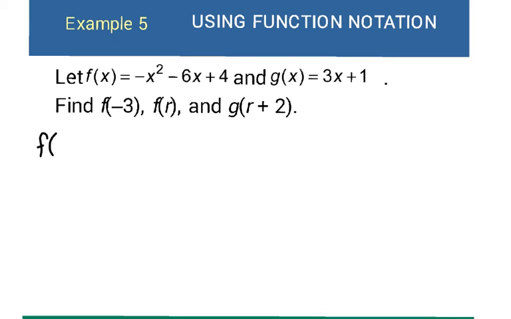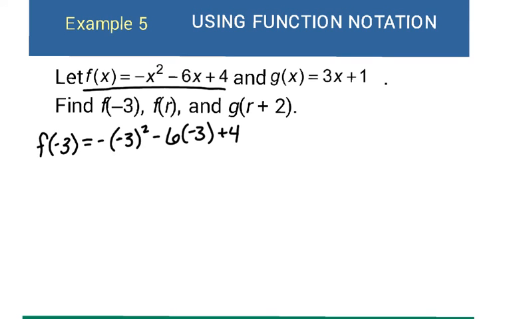What we're going to do is plug in negative 3 wherever we see x in our f of x function first. And then evaluate that, which equals negative 9 plus 18 plus 4, which equals 13.